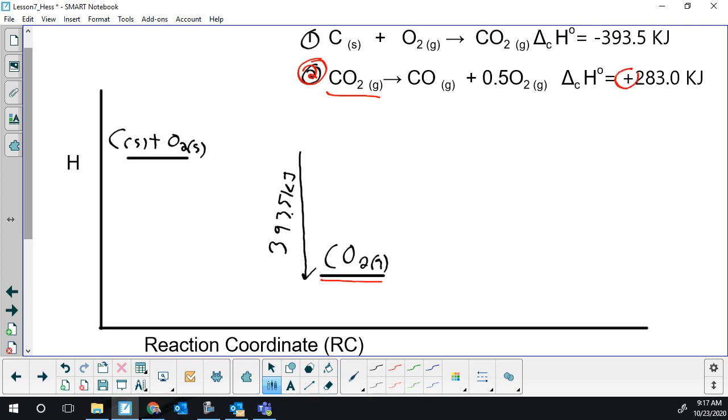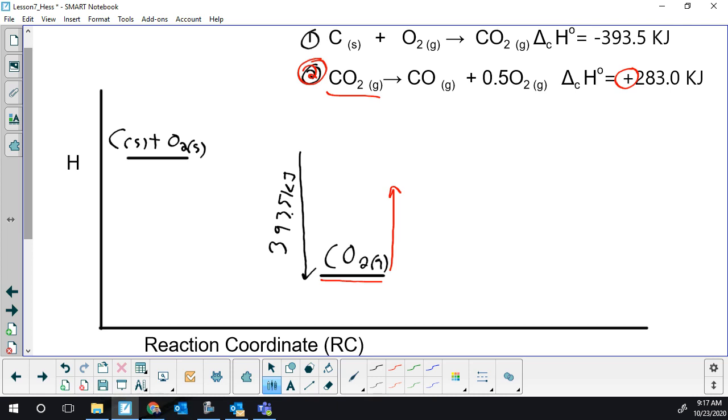The enthalpy is positive. So think, which way am I going to go, down or up? I'm going to go up. Okay, it's endothermic. Energy out, sorry, energy in. That extra energy in is why we're going up. Okay, it's going to take energy from the environment. So we're up, and we're up 283.